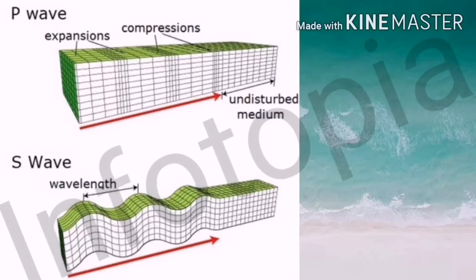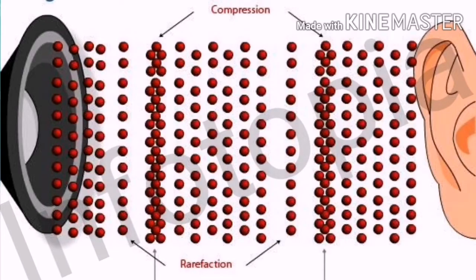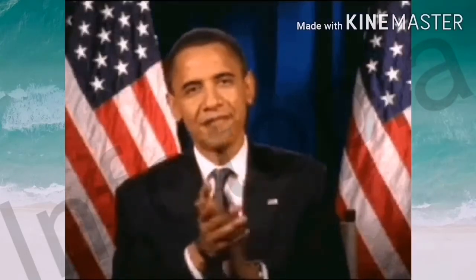Now, let's list some examples for both longitudinal and transverse waves. Seismic waves can be an example for both longitudinal and transverse waves. Light waves are another example of transverse waves. Sound waves are another example of longitudinal waves. Clapping is another example of longitudinal waves.